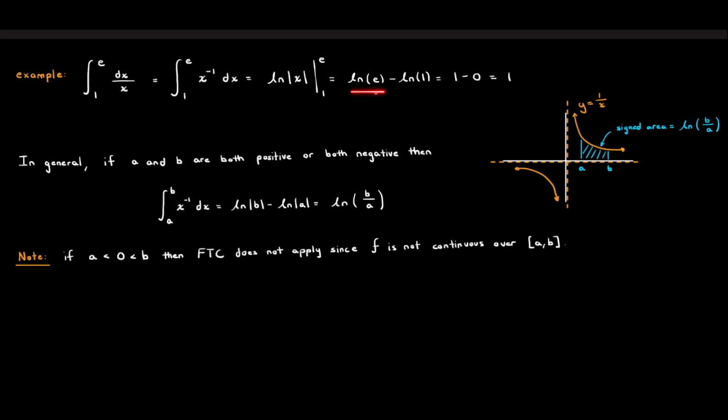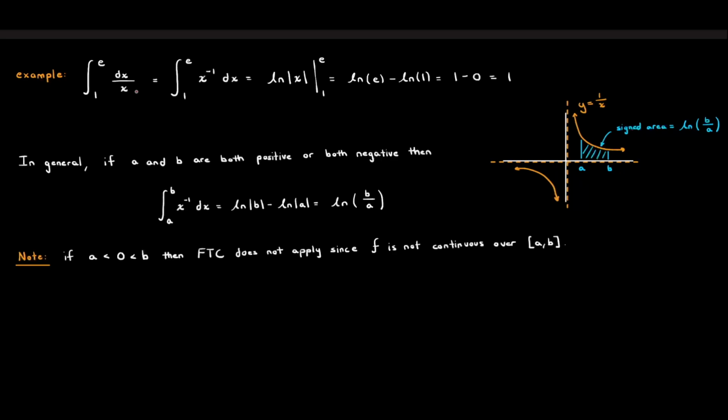So you get natural log of e minus natural log of 1, and natural log of e is 1, whereas natural log of 1 is just 0, and the final answer is just 1. So the signed area under the reciprocal function on the interval from 1 to e is exactly 1.